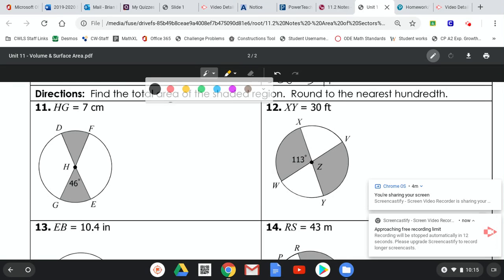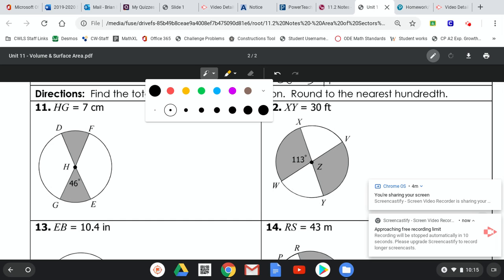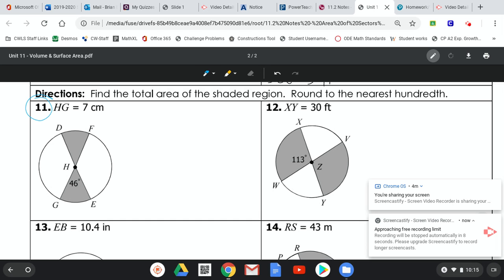So for number 11 here. All right, so they're telling us that we need to find the area of the shaded regions. So we have two separate regions.